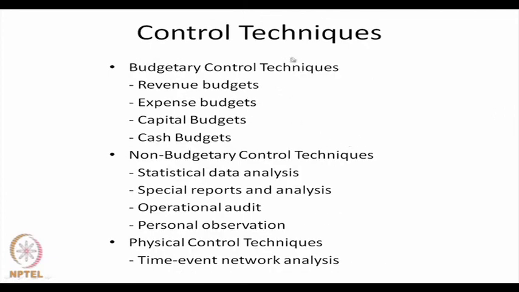Control techniques can be budgetary, can be non-budgetary, can be physical. We already know about budgetary control, different types of budgets, from revenue budgets, expense budgets, capital budgets, cash budgets. Non-budgetary control like statistical data analysis, special reports and analysis, operational audit, personal observation, or physical control like time event network analysis.